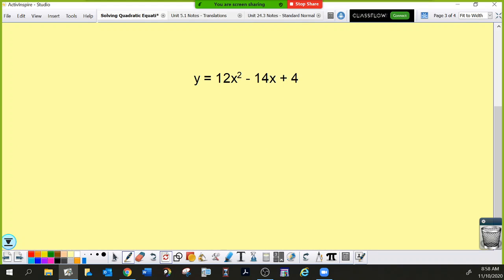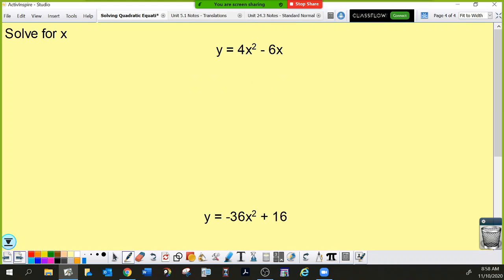Last slide. Let's see what we've got. So this first one is a little unique. It doesn't have a C value, does it?